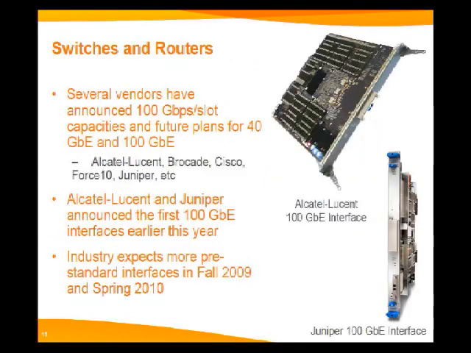And then switches and routers again. Alcatel had a cool card on display last night. You got to pick it up and hold it. A lot of vendors have announced 100 gigs per slot, the usual suspects, and then capabilities for 40 gig and 100 gig. Alcatel and Juniper had the first 100 gig interface announcements earlier this year. So kind of cool, and again, you can see that they're using the CFP medium. And then, like I said, after draft 3.0 in November, I think we're going to see a slew of announcements for more pre-standard stuff, sort of the fall or winter, and then spring of 2010.